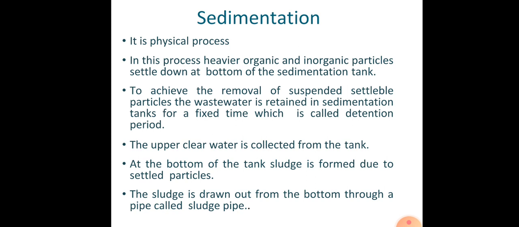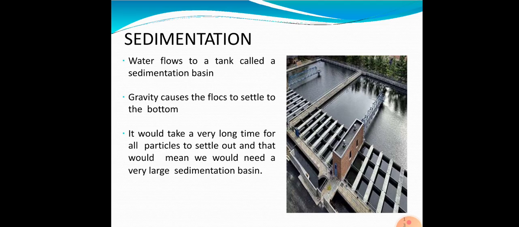We call it the sludge pipe. So here you can see a typical sedimentation tank. As you see, the water will flow to the tank. The tank is also called a sedimentation basin, and as I told you already, gravity will cause the flocs or the particles to settle at the bottom of the tank. It might take quite a long time for all the particles to settle out, and that time we call the detention time.